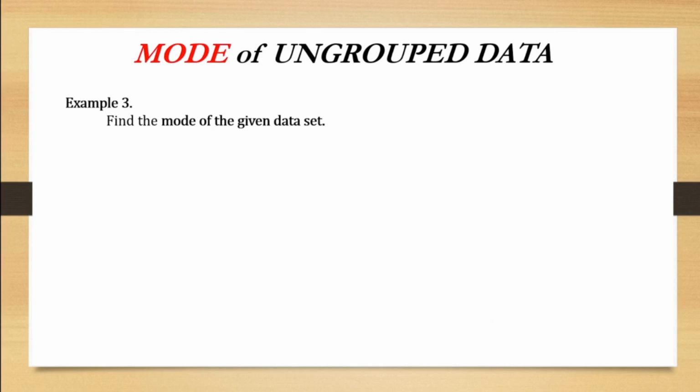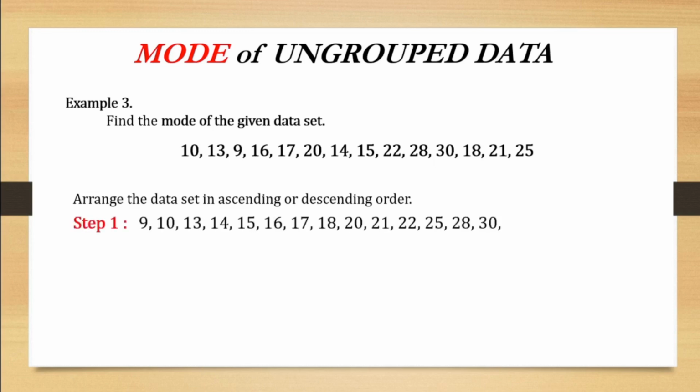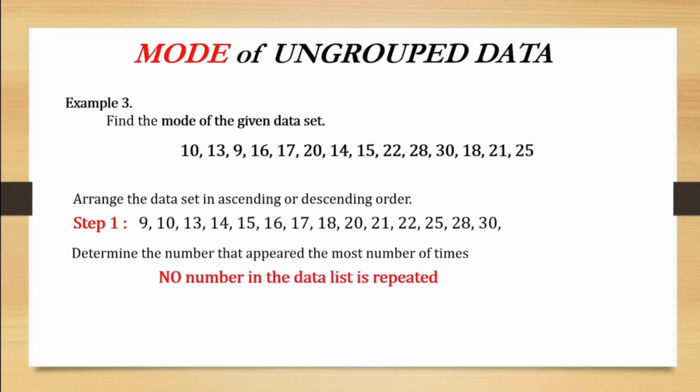Example number 3. Find the mode of the given dataset. First step, arrange the dataset in ascending or descending order. Second step, determine the number that appeared the most number of times. And it is shown in the first step that there is no number in the data list that is repeated. Therefore, there is no mode in the data list.